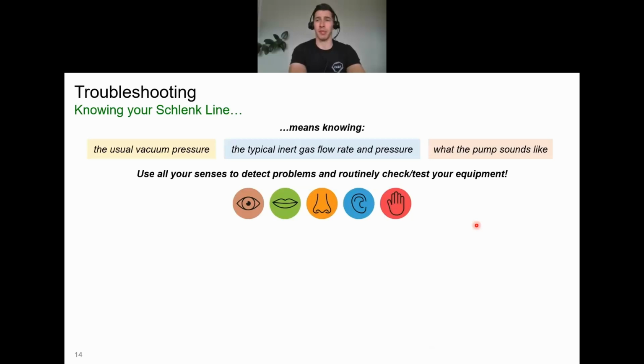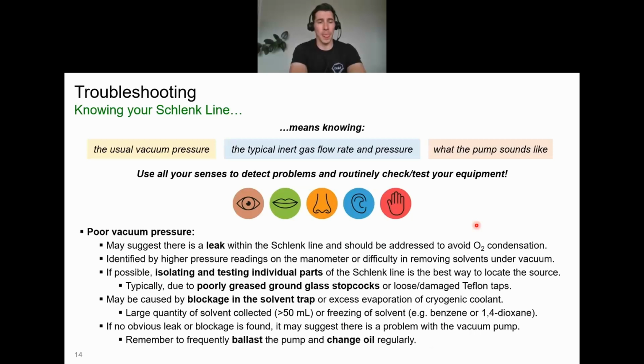Now, the most common problem that people encounter when working with Schlenk lines is, of course, poor vacuum pressure. This inherently suggests there's a leak somewhere within the Schlenk line. And whilst you may think, my vacuum isn't great today, that's not a big problem, it should be addressed immediately because it can lead to oxygen condensation if you are using liquid nitrogen cooling traps. As I mentioned, if you have a manometer, it's easy to see, or you might just see that some solvents are difficult to remove under vacuum. If possible, the best way to identify the problem is to isolate and test individual parts of your Schlenk line, and that helps you to locate the source.